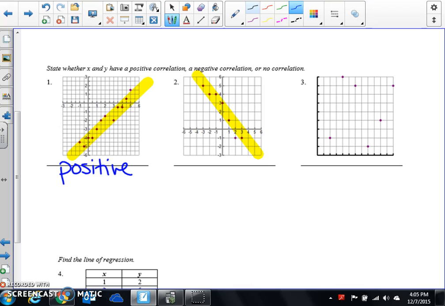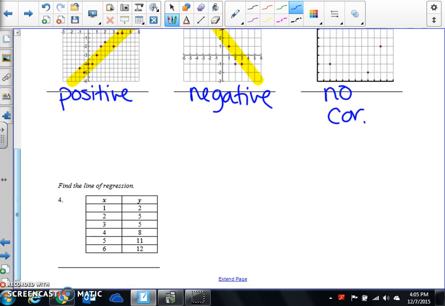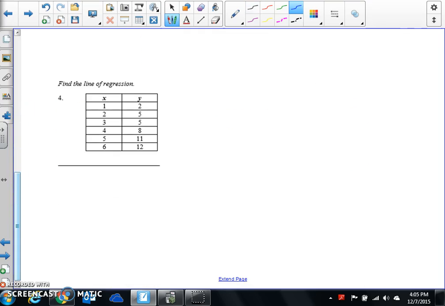Down here, my points are going down. I'm going down the mountain, so it's a negative correlation. And then over here, they're just scattered everywhere. It's like taking a shotgun and just hitting it. There's no way we can put a line in there, so this would be no correlation. All right, that's basic.